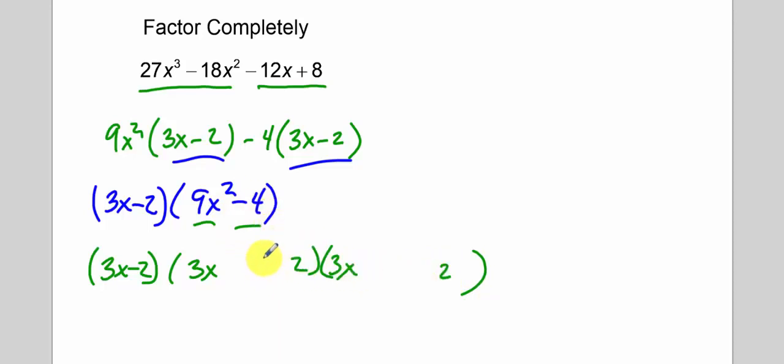And I need a negative, so I have to have a plus and minus. So you can leave it like this, or you can write it as 3x minus 2. Since there's 2 of them, I can say that's squared, and a 3x plus 2.